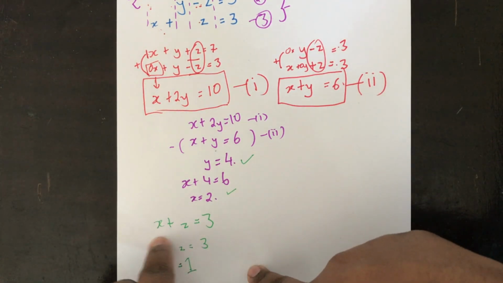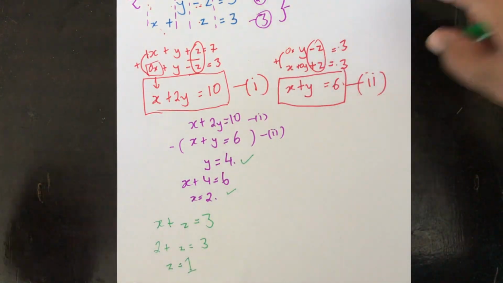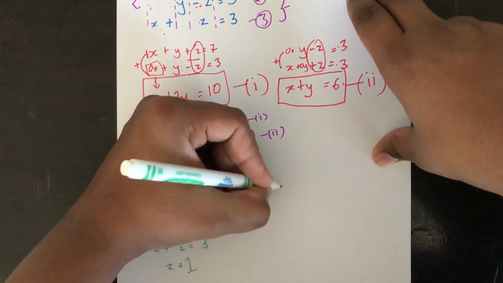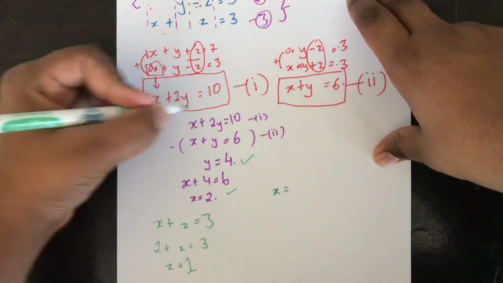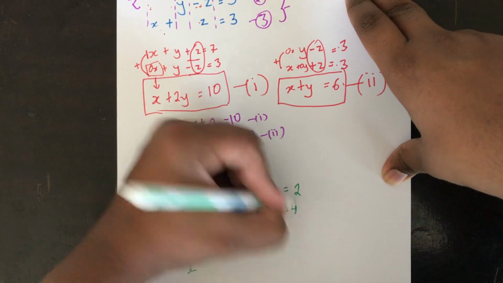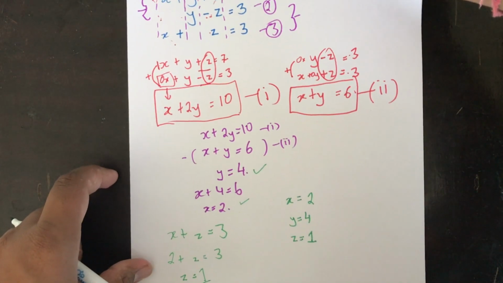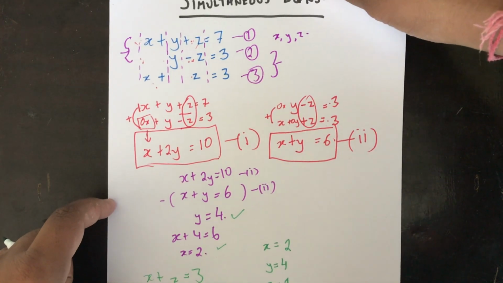Because there's no y in this equation, I just left y out. I just used my x and I was able to solve for z. Therefore, for this equation, the solutions are x is equal to 2, y is equal to 4 and z is equal to 1. It's a very easy type of equation. It's just that you need to do some more work.